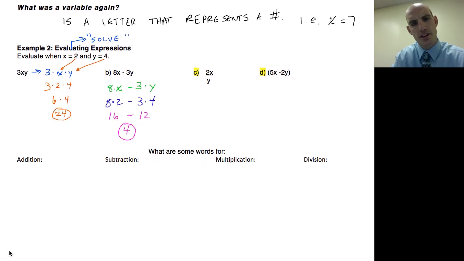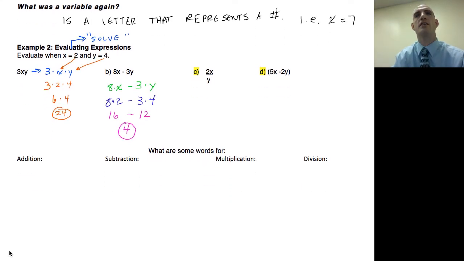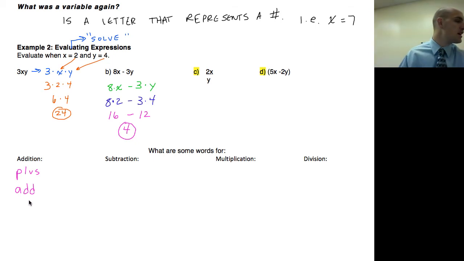The other part of variables and expressions is converting things into words from letters, numbers, and operations. And so some words that we use for various operations. Think about some words for addition. I'm going to list a couple. See if you can list some more. Addition could be said as plus. It could be said as add. It could be said as total, and things like that.